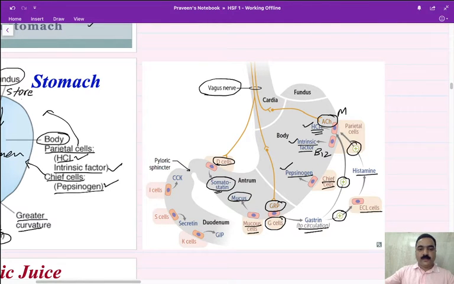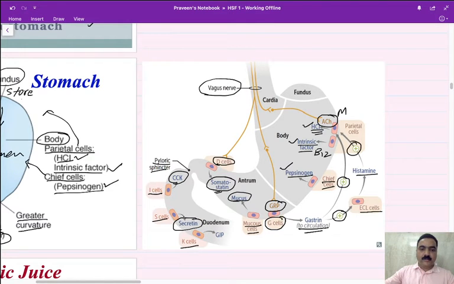Then you have the pyloric sphincter over here, and below that is the duodenum. So this is the duodenal part. In the duodenum you have the I cells, S cells and the K cells. I cell secretes the CCK, the cholecystokinin. S cell secretes the secretin.